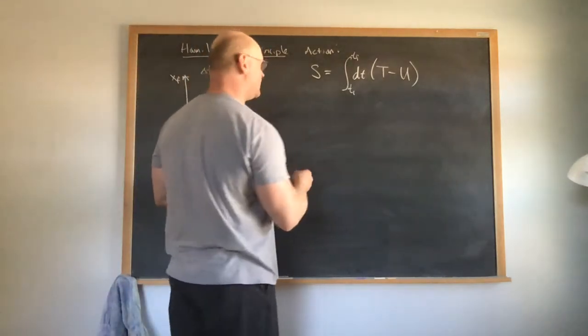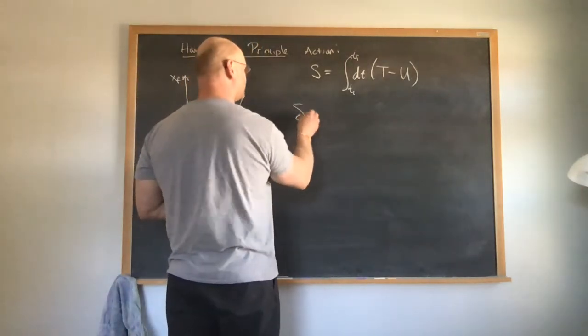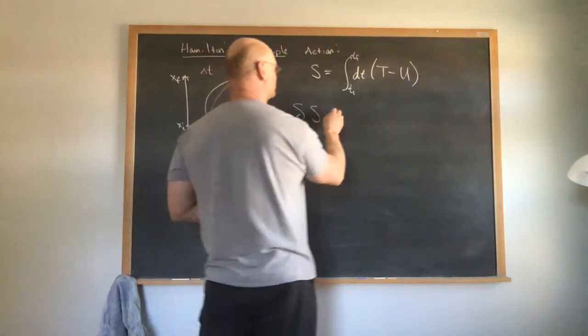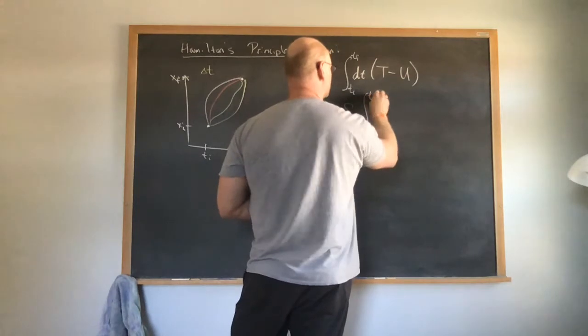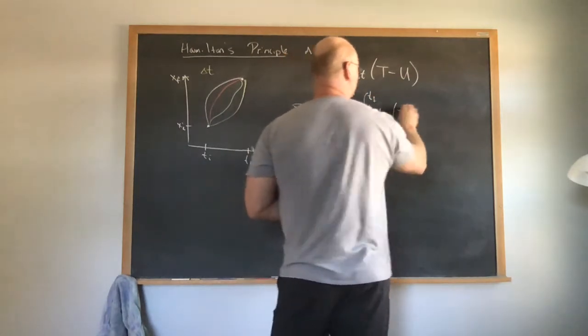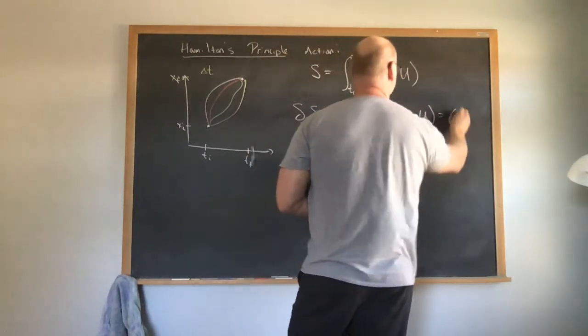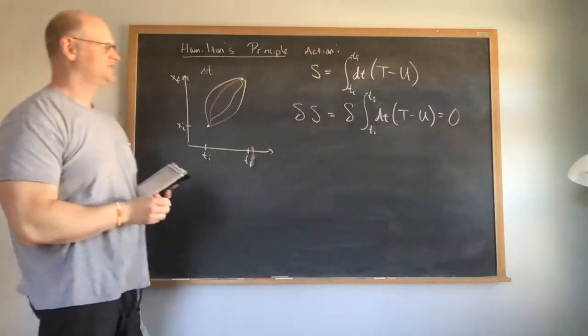Okay. So in terms of calculus of variations, what that means is that the variation of the action, which is equal to the variation of the integral from the initial time to the final time of dt of T minus U, must then be equal to 0. Okay.